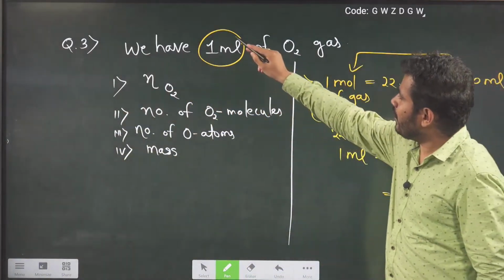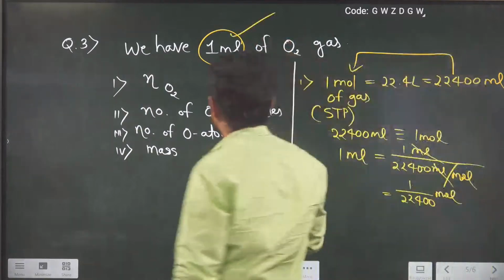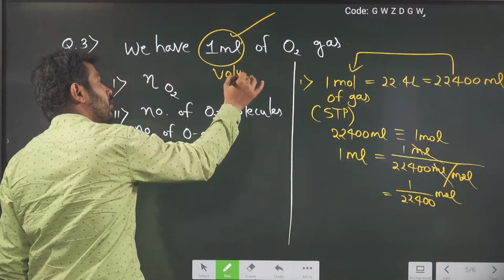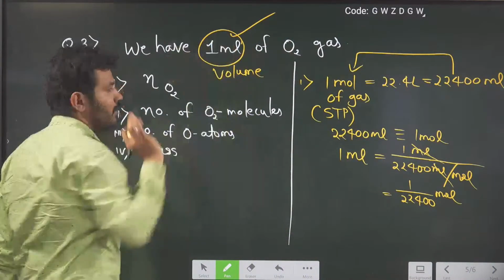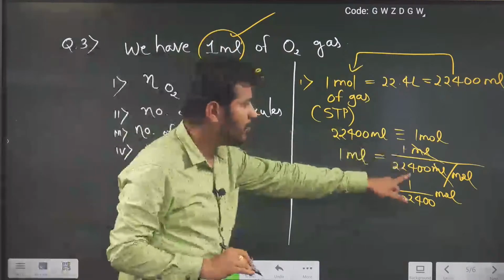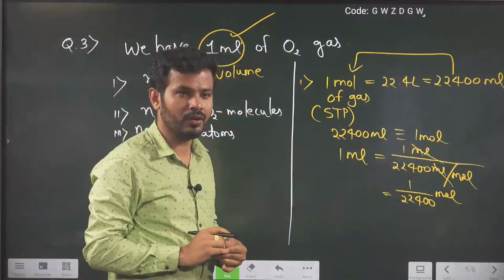Point is, they have given ml. In the question, they have given the volume of O2 gas, the oxygen volume. So I have done given volume by molar volume, and I have got the number of moles.